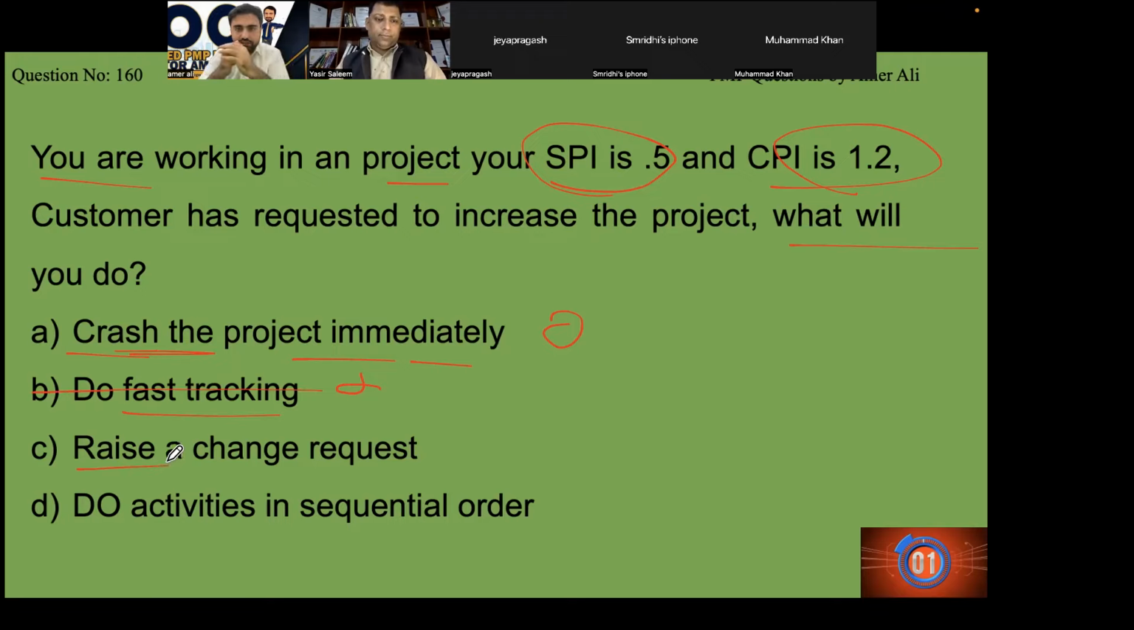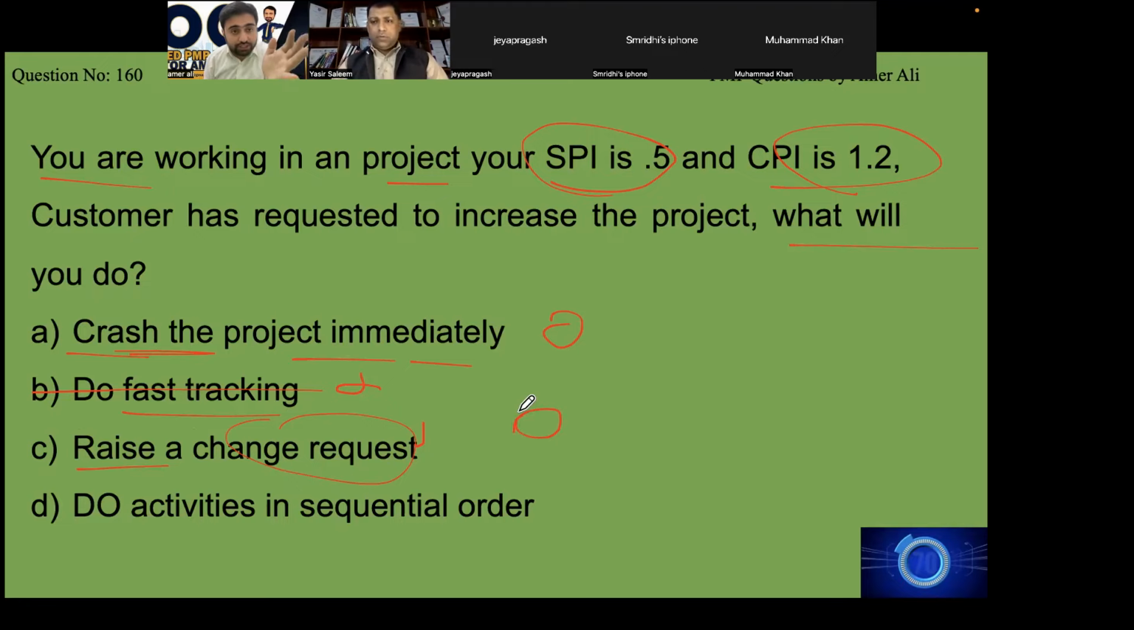Raise a change request. Now, you want to do crashing. Crashing means adding resources, trying to reduce the schedule, which means using cost that was not planned for. In predictive, if you need to do anything, you need to raise a change request. That is kind of the Bible of predictive. If you want to do something, raise a change request. So that is the right answer.